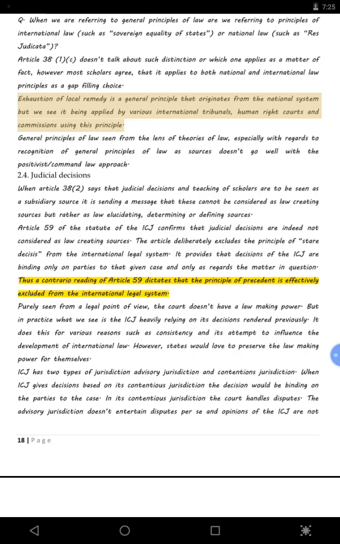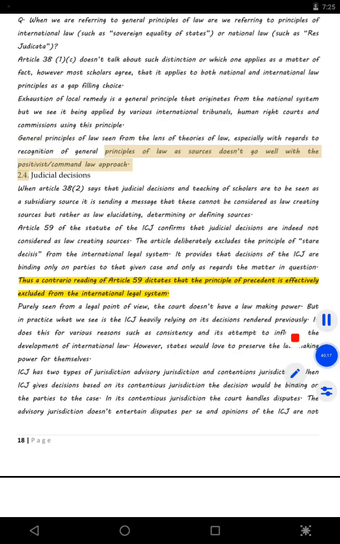Exhaustion of local remedy is a general principle that originates from the national system, but we see it being applied by various international tribunals, human rights courts and commissions using this principle. General principles of law seen from the lens of theories of law, especially with regards to recognition of general principles of law as sources, doesn't go well with the positivist command law approach.